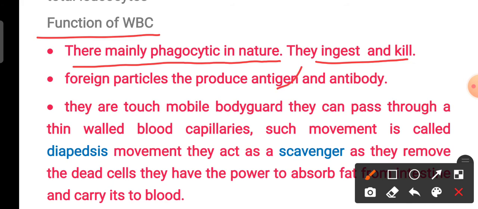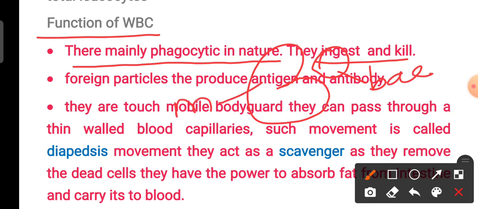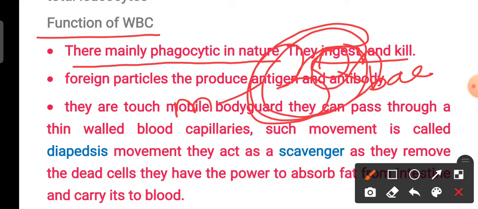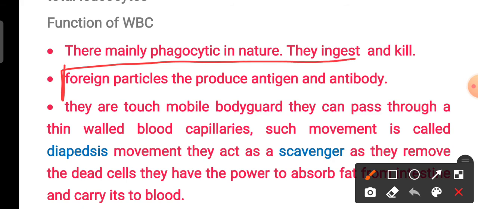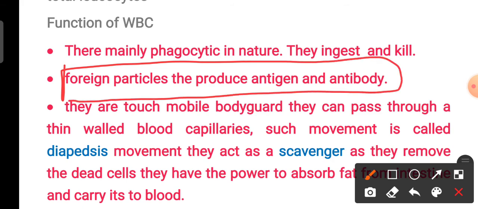Phagocytes यानी सोच लो एक मैक्रोफेज है, जो बाहर से कुछ बैक्टीरिया आते हैं, that is a bacteria. Okay, and this is a macrophage which engulfs like this, engulfs like this, and it digests these things. So this process is known as phagocytosis. Okay, and here these foreign particles produce antigen and antibody.